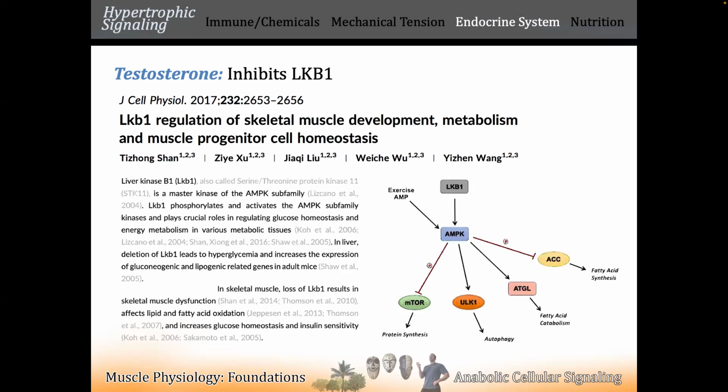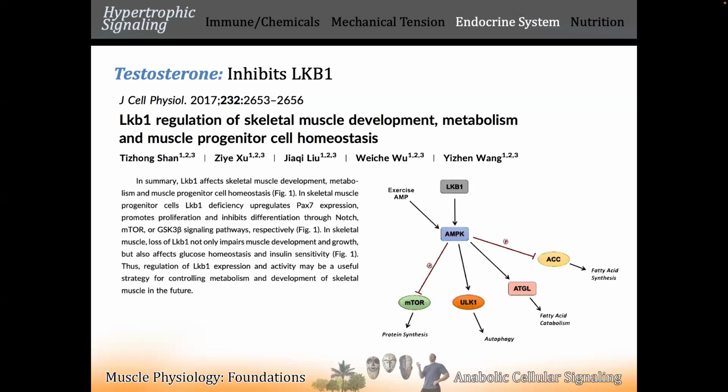And then something else that testosterone does is inhibit LKB1, liver kinase B1. Don't think of it as a liver thing, it's ubiquitous. But this is that kinase activator of AMPK, which is arguably the most catabolic enzyme in the body. And we'll talk all about AMPK in the next lecture. But LKB1 is the primary activator of AMPK in skeletal muscle. Now, LKB1 is required for metabolism and function of the muscle. Overexpression of it is catabolic.